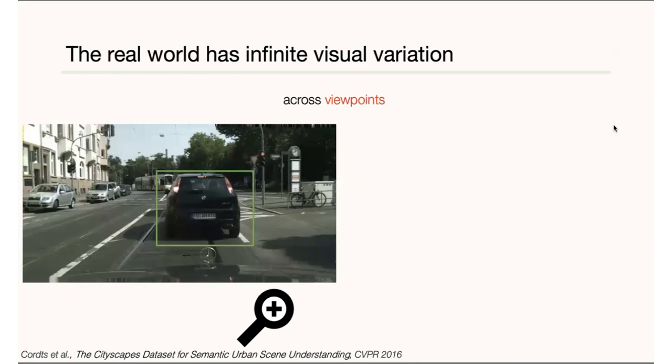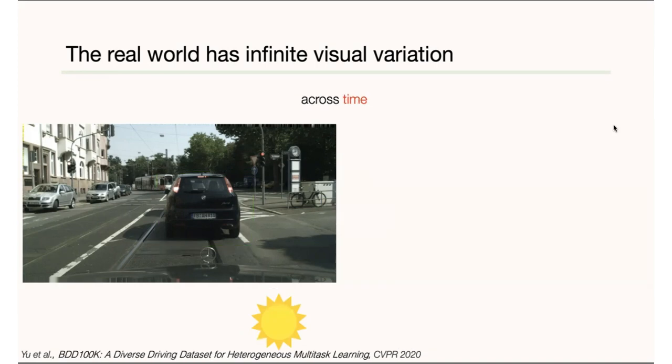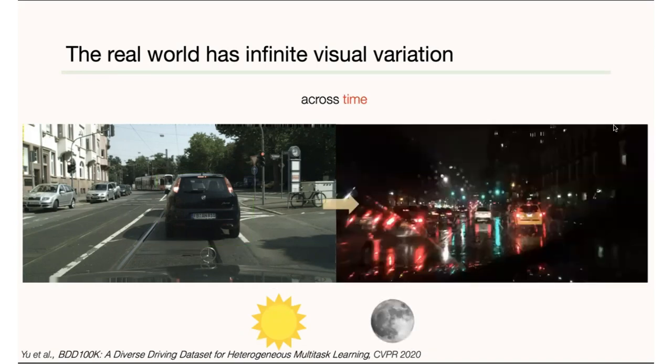So the visual world has an infinite amount of visual variation, right? So consider this car that's being detected in this driving scene from the Cityscapes dataset. Naturally, if you change your viewpoint, the scale of the object and the context is going to change significantly. And similarly, while this image was taken in the day, things look really different at nighttime because of things like changes in illumination. And in this case, it's also raining in the scene.